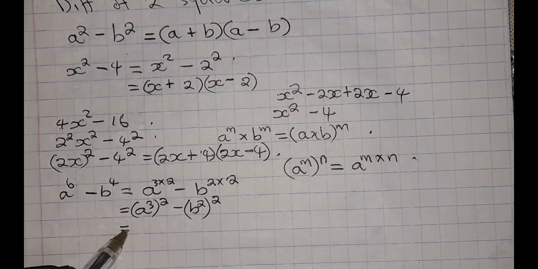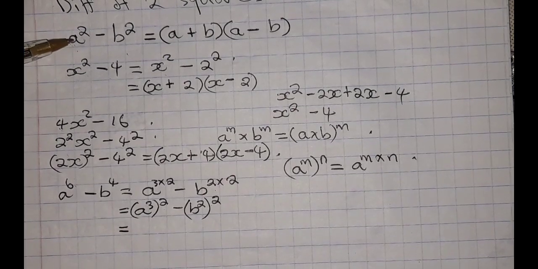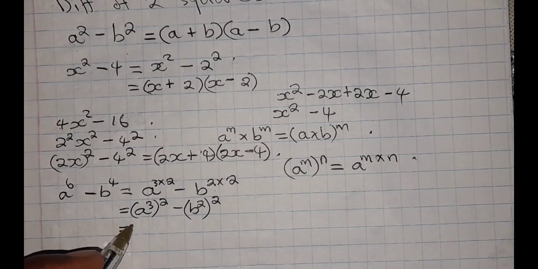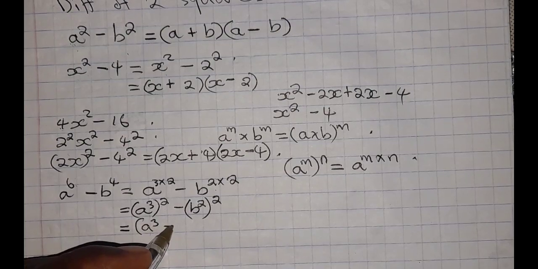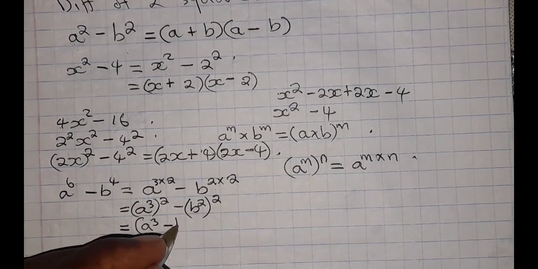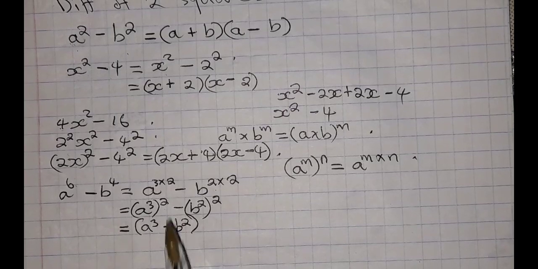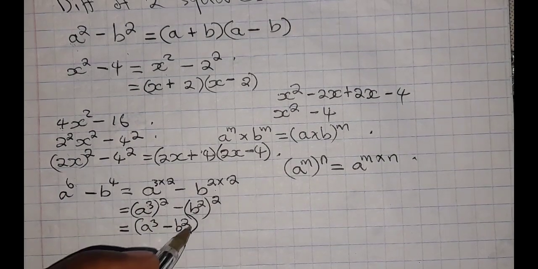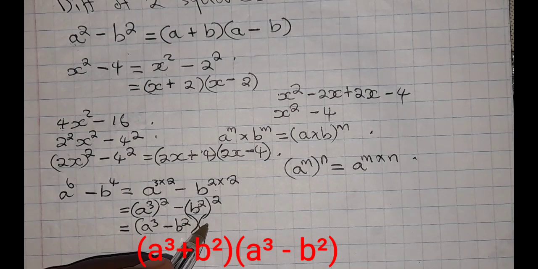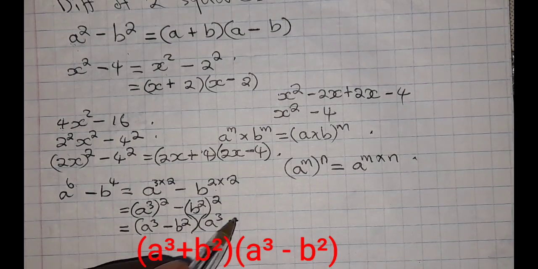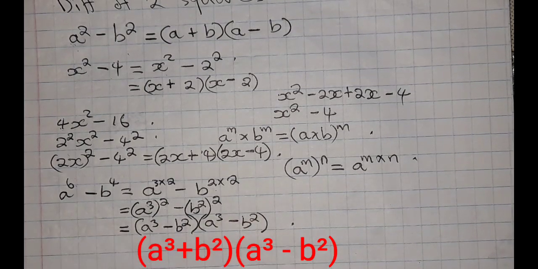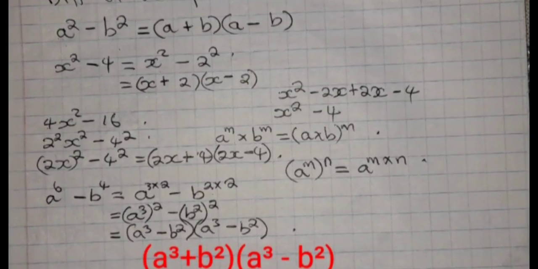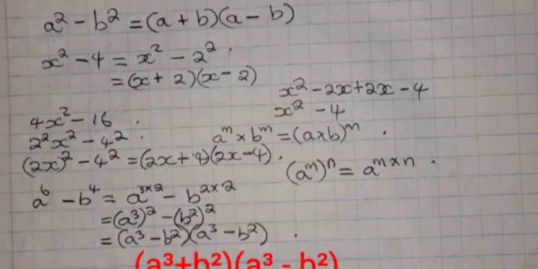And now, factorizing them, the value of the a that we are used to is a to the power of 3. So the first bracket is a to the power of 3 minus b to the power of 2. Remember, we've got the 2s outside. So the first square is a cubed and the second square is b squared. We create our second bracket, a cubed plus b squared.